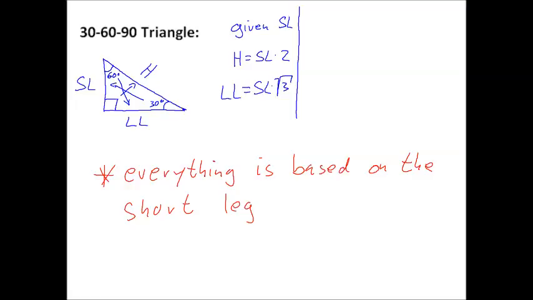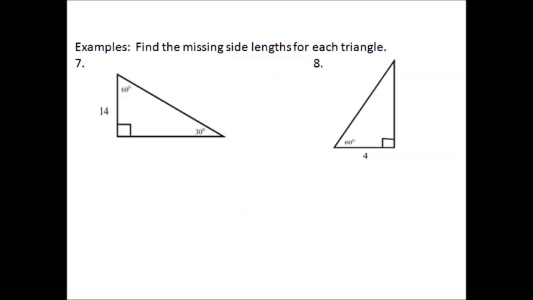Let's go and practice with some examples. In example number 7, we are given what looks like the shorter leg because it's across from the angle of 30 degrees. We need to find the other two sides. Across from our right angle is our hypotenuse, and across from our larger angle is our long leg.